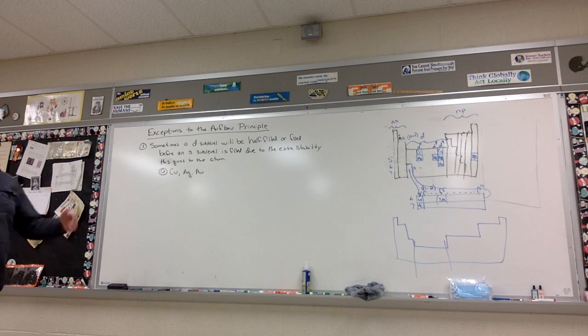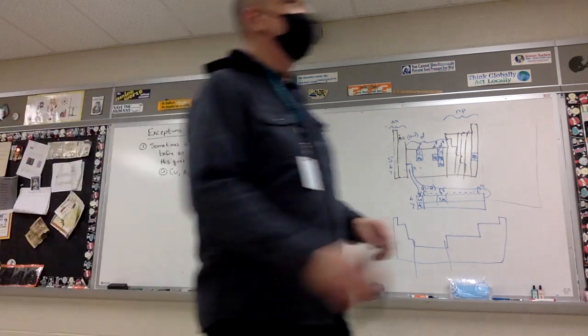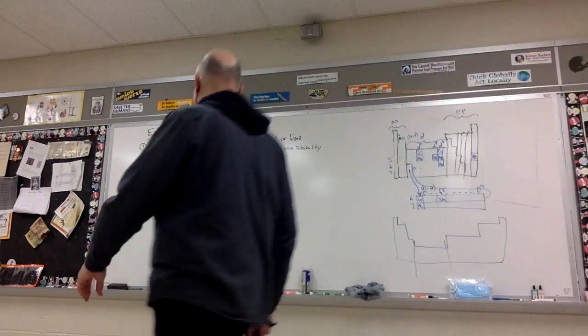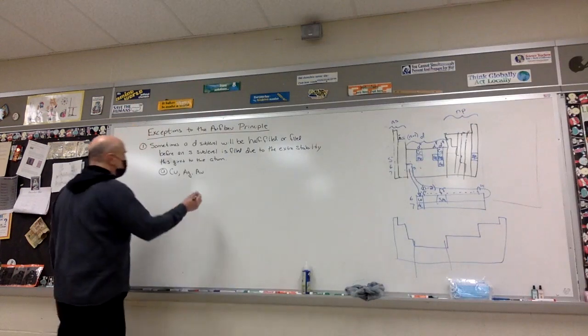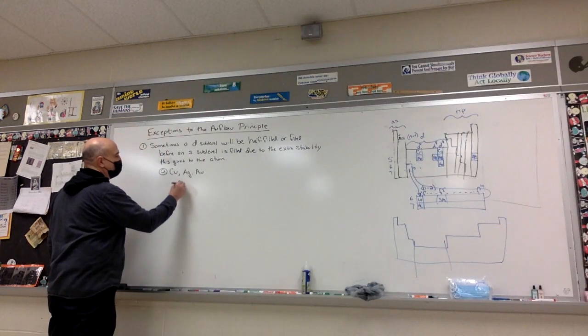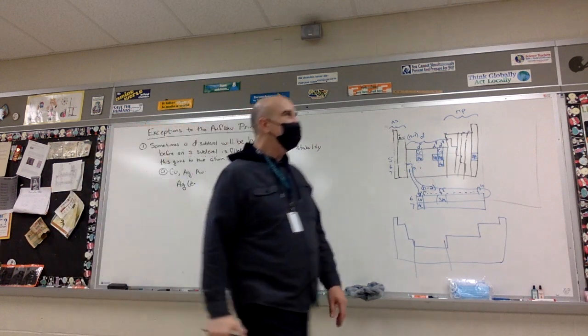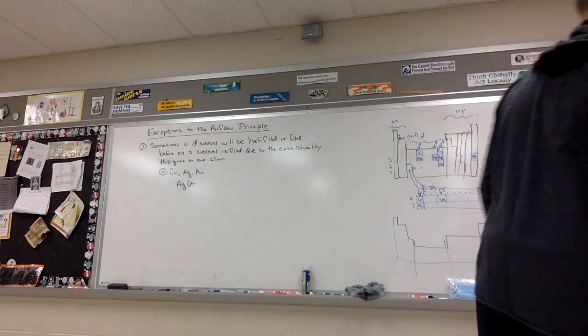So let's take a look. Copper, silver, and gold are all in the same family. That's why we're focusing on them all together, because they all kind of do the same thing, just in different energy levels, but their sublevels do the same thing. So let's take a look at silver. Silver is number 47.